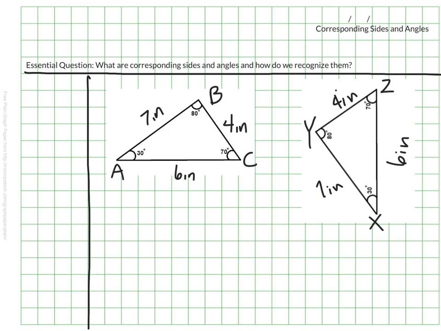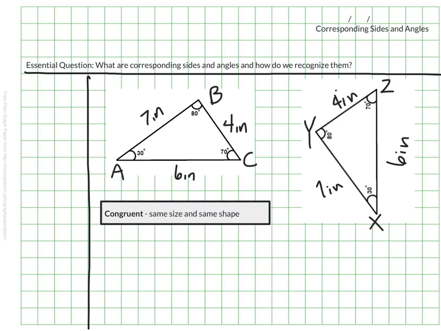So the first thing is that these triangles are congruent. When two things are congruent, it means that they have the same size and shape. And if I look at these two triangles, it's clear that they are actually just the same triangle, right? They have the same basic things. They have the same three angles, 30, 80, 70, 30, 80, 70.